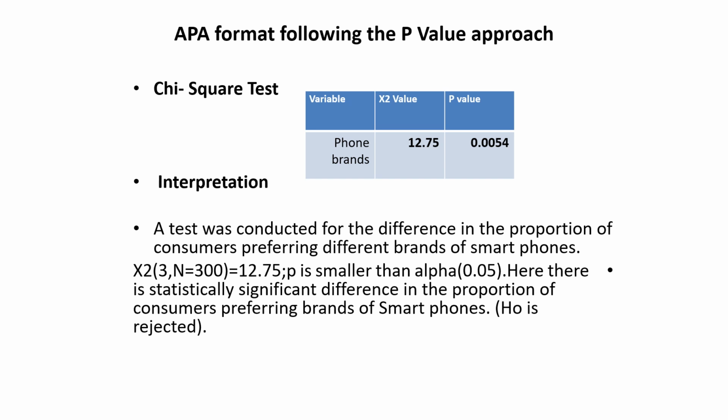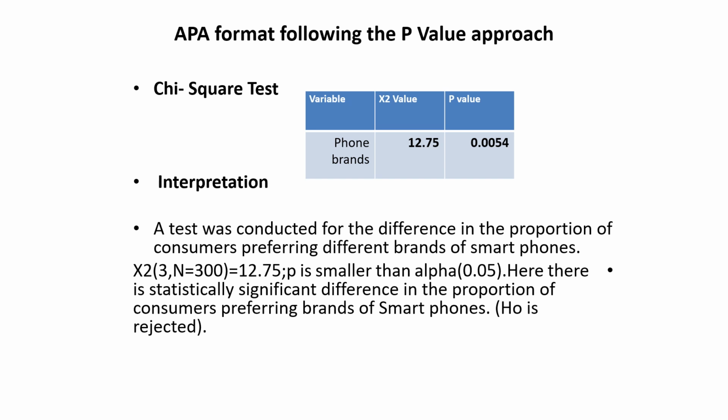This is the APA format following the p-value approach. This is how to write your result, rejecting or accepting the null hypothesis. This is the chi-square test. We have the variable, which is the phone brands. X2, the chi-square value, is 12.75, and the p-value is 0.0054. So we depend here on the p-value.